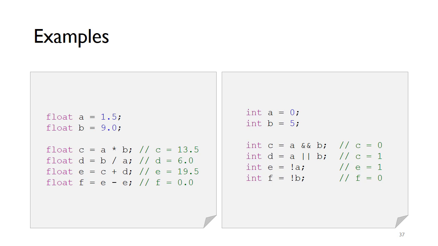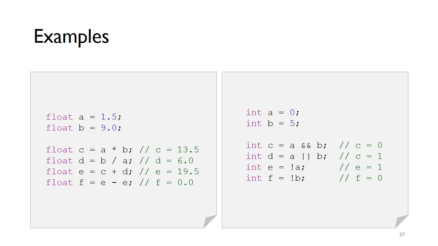So float c, we'll assign the value of a times b. Obviously at that point c will have the value 13.5. Then b divided by a, c plus d, e minus c. So you can just build up your expressions using the normal arithmetic operations.